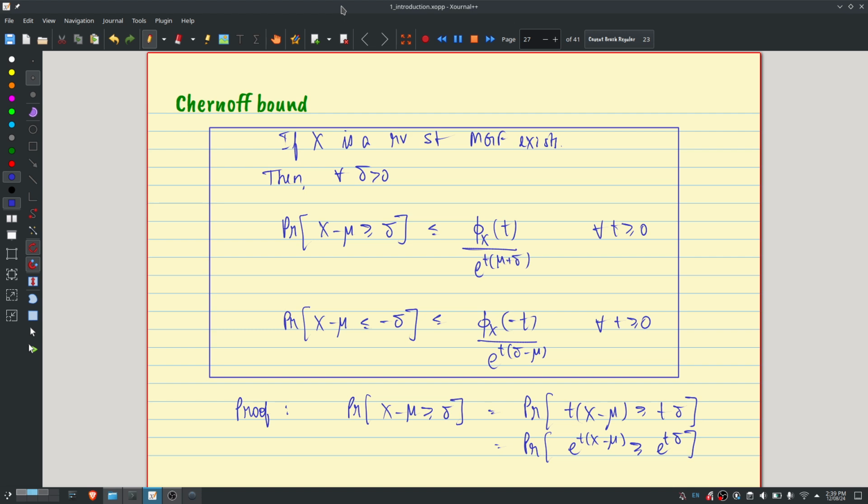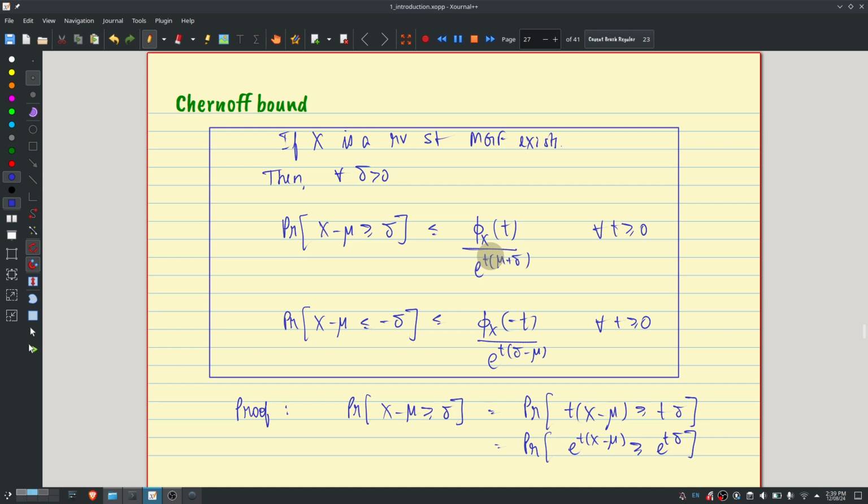And one class of bounds that we saw was this Chernoff bound, which says that if x is a random variable for which all the moments exist, then the probability that x deviates from the mean by an amount of delta is upper bounded by the moment generating function divided by e raised to t times mu plus delta. And this holds for every value of t, right? So since it holds for every value of t, it also holds for the t for which the right hand side is minimum, right? That would give us the best possible bound.